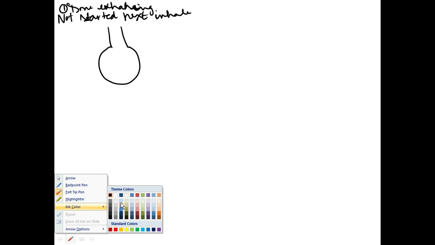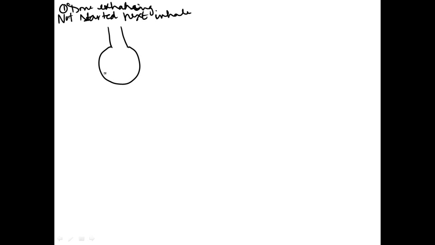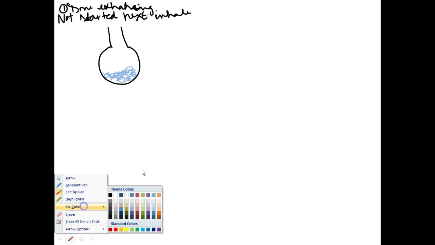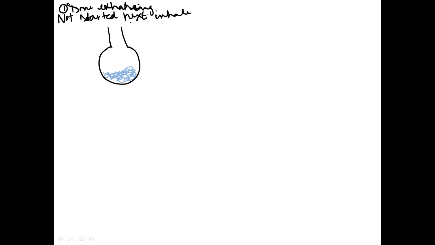Now at this point, there is a specific amount of air left inside this alveolus. But because air is neither moving in nor out, that means the pressure outside, which we learned is approximately 760, is the same as it is inside, which is 760, which means no air moves.